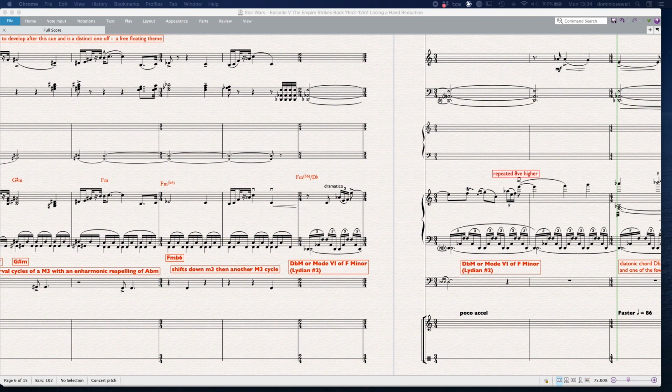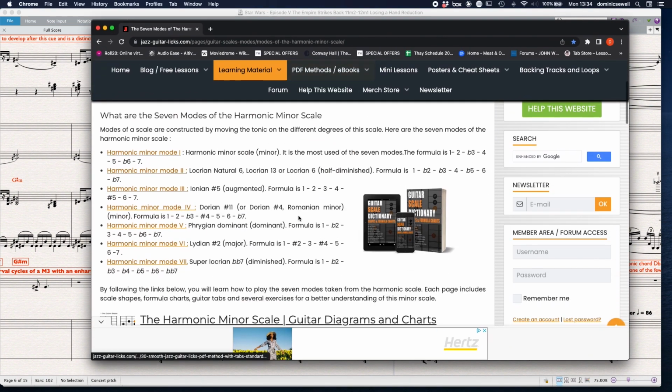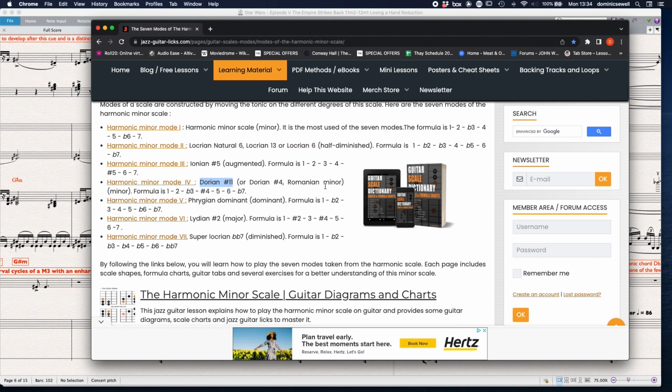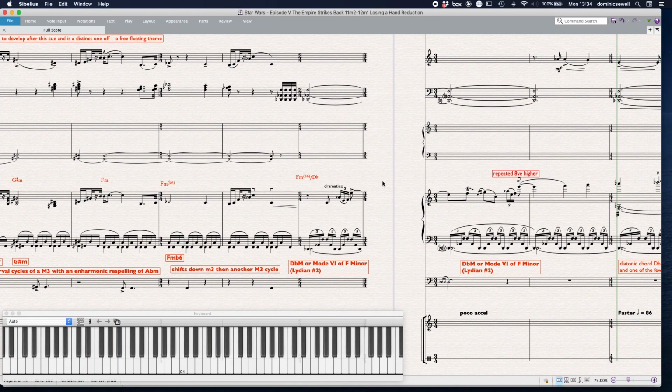There we go. So just a little Google page which I found here. Harmonic minor mode 2. Lots of different weird names that you can get for it. Ionian sharp 5, Dorian sharp 11, or Dorian sharp 4, Romanian minor, Phrygian dominant, which is that one. Lydian sharp 2, this one is, and then super Locrian double flat 7. 1, flat 2, flat 3, flat 4, flat 5, flat 6, double flat 7. Yeah, absolutely weird.